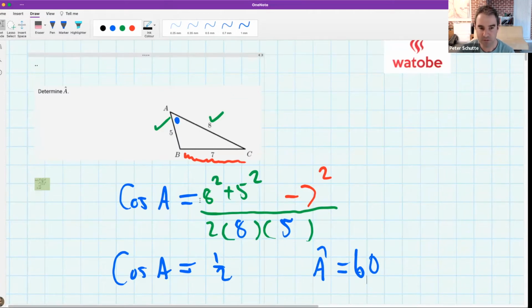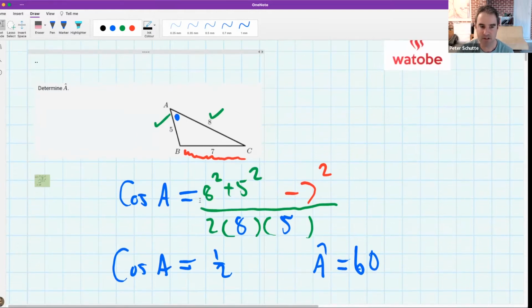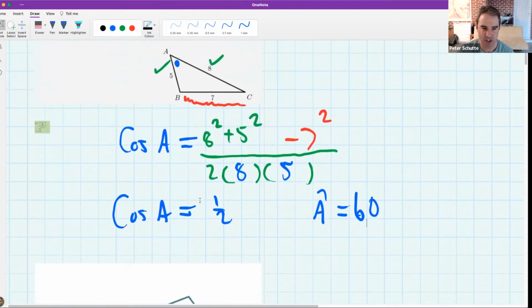So what I want to give you now is an opportunity to do the same method, but on a different looking question. So take a screenshot of this one if you need to. And then it's time for you to shine brightly.